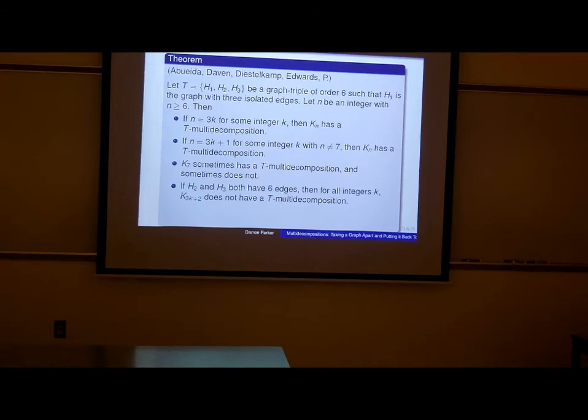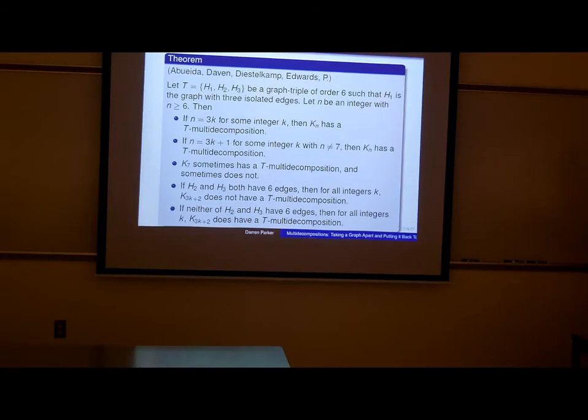Okay. And then next, there's a certain problem that can happen if n is 2 mod 3 and if H2 and H3 both have 6 edges. What happens there is if H2 and H3 have 6 edges and H1 has 3 edges, you're always going to get a multiple of 3. And unfortunately, 3k plus 2 is never a multiple of 3. So you have no chance of having a multi-decomposition. But in all the other cases, as long as the arithmetic works out, right? In all the other cases, it does happen.